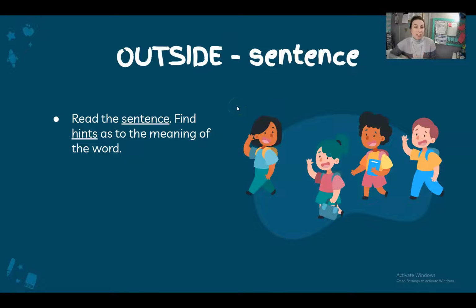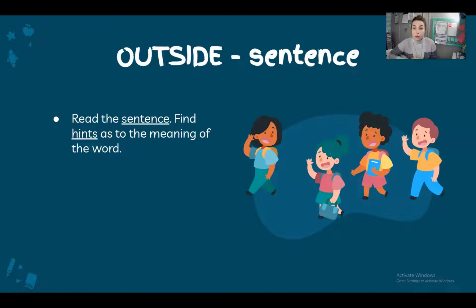Now, if your words don't have any of those special things that can help you find the meaning inside the word, then we go from the inside out. We're going to now look at the sentence that the word is in. You're going to read the sentence and find any hints as to the meaning of the word. Now, as we're doing this in our Open Court books and texts, sometimes the word's meaning can be found inside the sentence, but sometimes it's pretty difficult. And we'll get into what we do in that situation a little bit later.